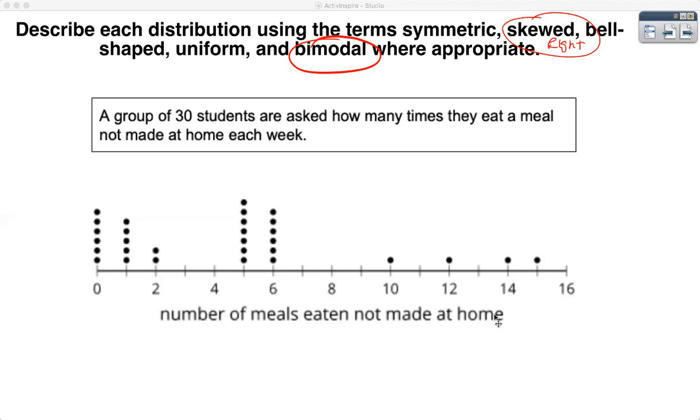Again, what does bimodal mean? It has 2 modes. And if I look very, very closely, I'll notice that the 2 modes are at 0 and 6, right? So there are 2 different modes here, which makes this bimodal.